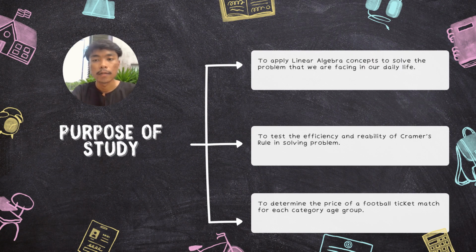Purpose of study. First, to apply linear algebra concepts to solve the problem that we are facing in our daily life. Next, to test the efficiency and reliability of Cramer's rule in solving problems. And lastly, to determine the price of a football match ticket for each age group category.